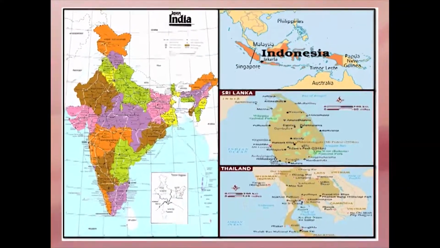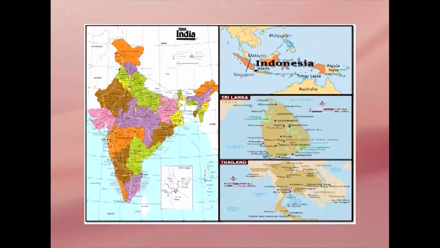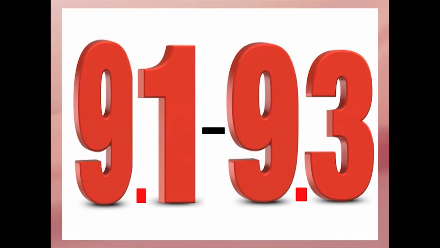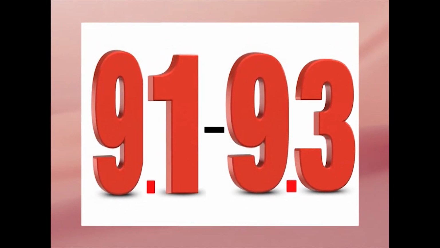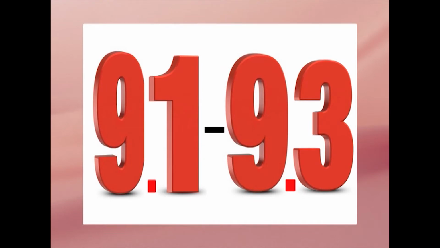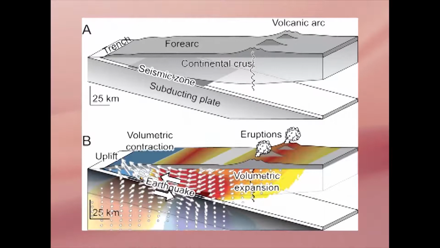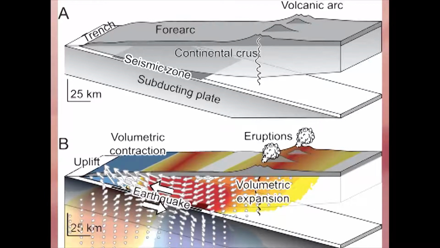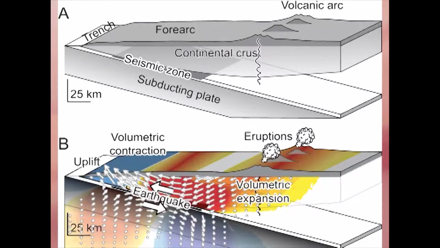Indonesia was the hardest hit country, followed by Sri Lanka, India, and Thailand. With a magnitude of Mw 9.1 to 9.3, it is the third largest earthquake ever recorded on a seismograph. The megathrust earthquake was unusually large in geographical and geological extent.